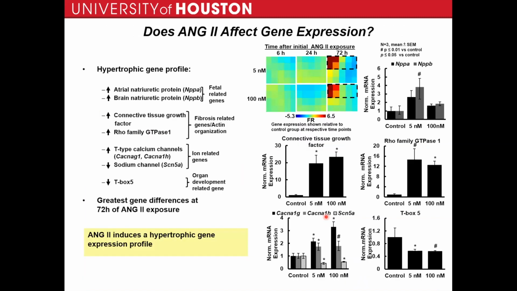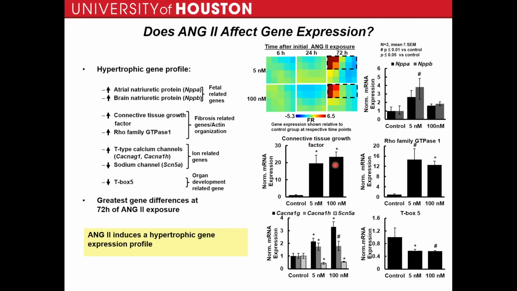And so one of the first things that we did was quantify or analyze gene expression. And so one of the traditional characteristics of disease is the reactivation of the fetal gene profile. And so we looked at a number of genes that have been identified within cardiovascular disease. And so what we did was look over a period of time, up to 72 hours, and we saw the greatest gene changes at 72 hours, and specifically genes related to extracellular matrix protein and also cardiac conduction.